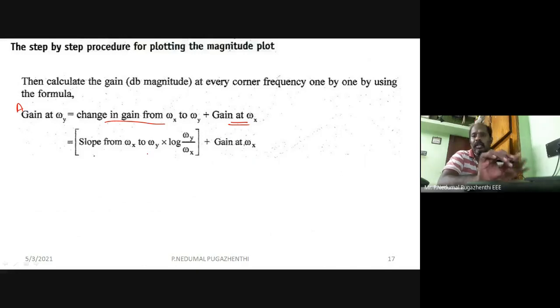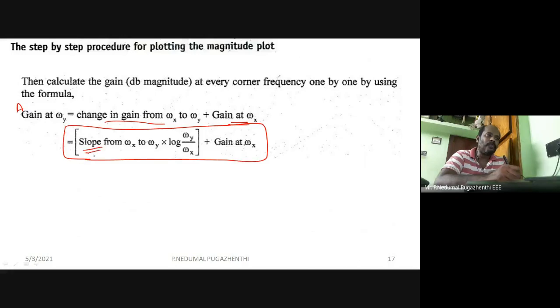Okay, if you are having confusion with that, we will see, you will understand it when you are dealing with the problem. First try to understand that this is the way to calculate your gain value, and the slope value depends upon the previous table that you have calculated.